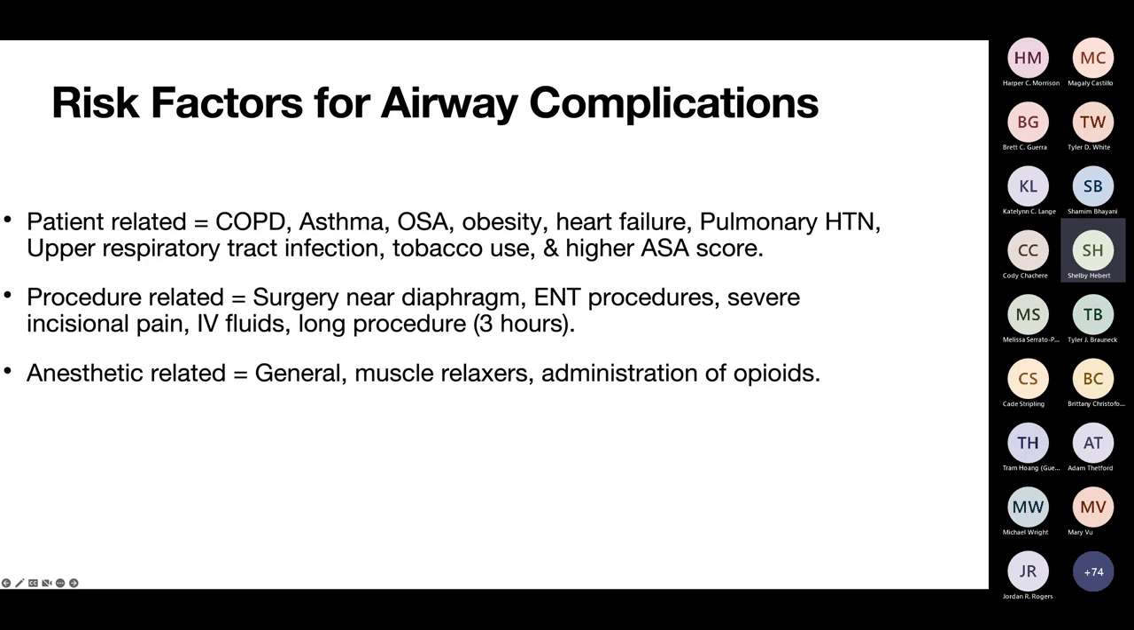All right, so risk factors for airway complications. Patient-related factors, you know, these are their past medical histories that tend to contribute to it. So obviously, breathing problems tend to lead to airway complications. So COPD, asthma, sleep apnea, obesity, heart failure, pulmonary hypertension, existing URIs, tobacco use, and higher ASA scores. And generally just because higher ASA scores are associated with more comorbidities.